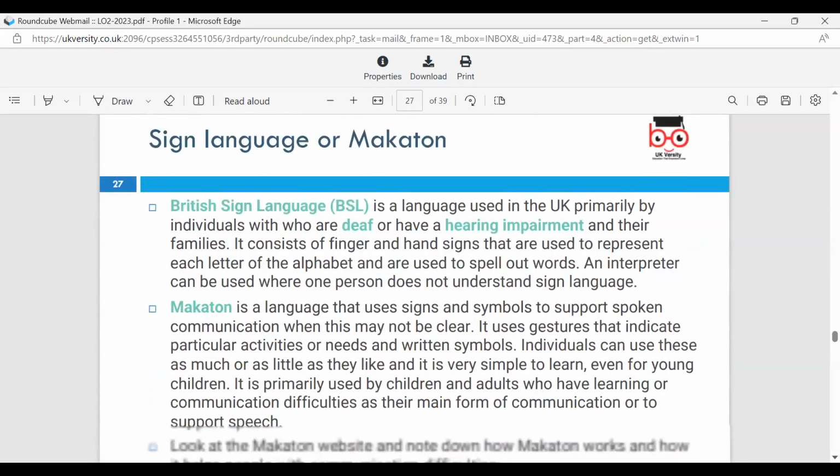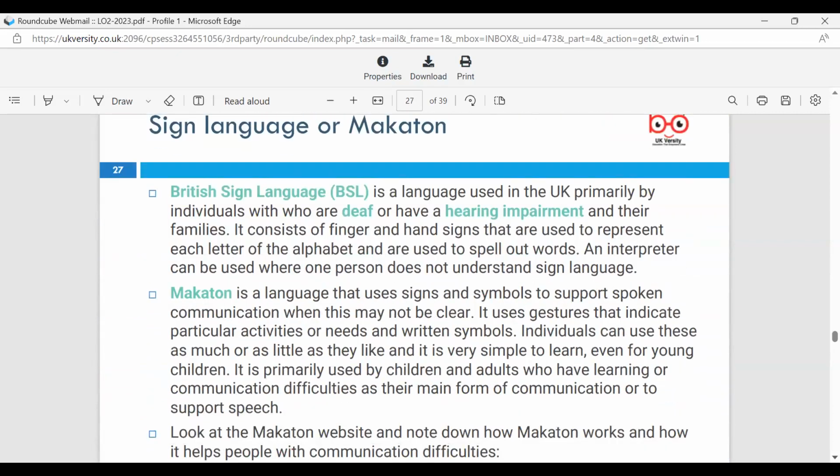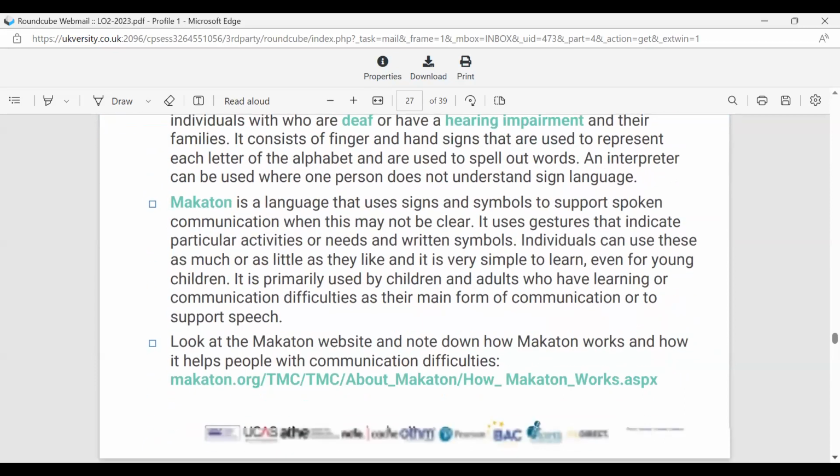So there's a need to use all these aids. Sign language or Makaton. British Sign Language, referred to as BSL, is a language used in the UK primarily by individuals who are deaf or who have a hearing impairment and their families. It consists of finger and hand signs that are used to represent each letter of the alphabet and to spell out words. An interpreter can be used where one person does not understand sign language.